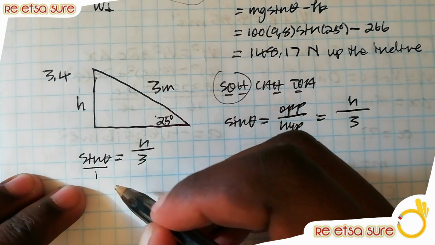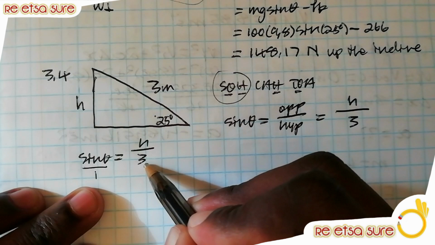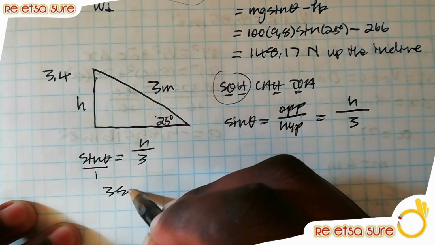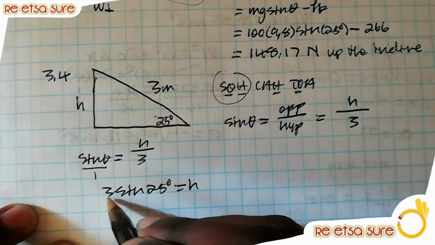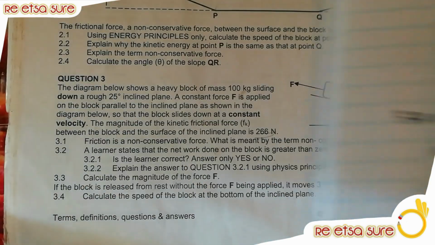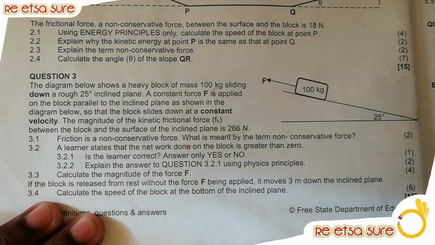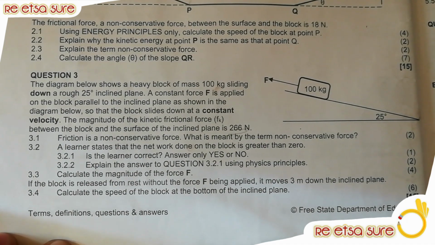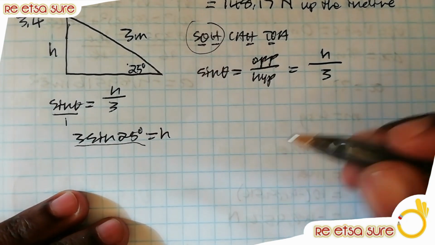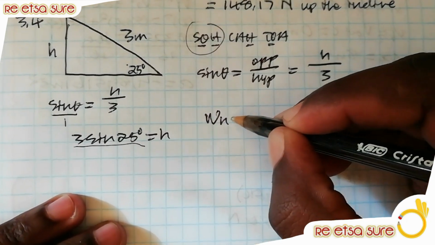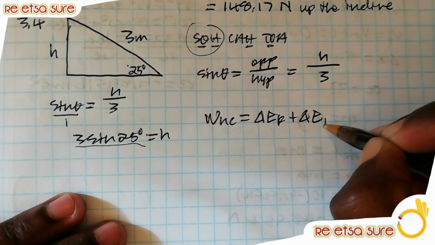Sine theta is sine theta over 1. Height is going to multiply with 1, and sine theta is going to multiply with 3. So we're going to have 3 sine 25 degrees is equal to height. So this is our height. Now, they told us that there's friction, right? So friction is a non-conservative force. So we're going to use the work done by non-conservative force formula, which is change in kinetic energy plus change in potential energy.